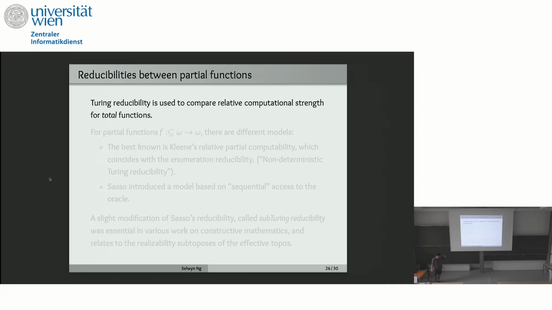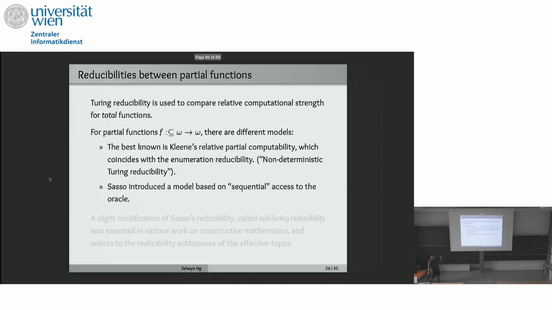Coming back to Turing reducibility, it has been used to compare, as we mentioned, relative strength for total functions, for sets. Now, if for some reason you are interested in partial functions compared to total functions, how then can we say that one partial function is reducible to a different one? It turns out that there have been different models. I think the best known one is perhaps Kleene's model of relative partial computability.